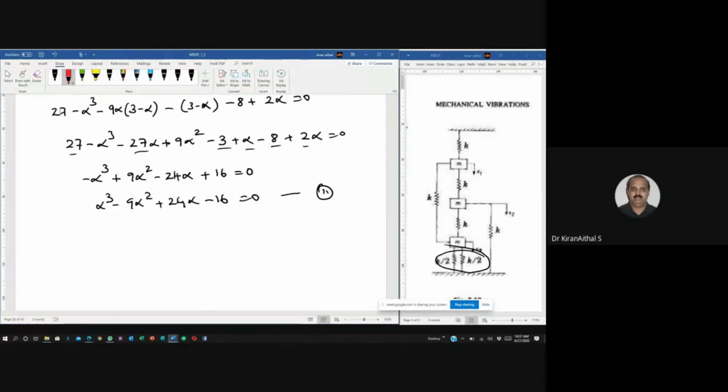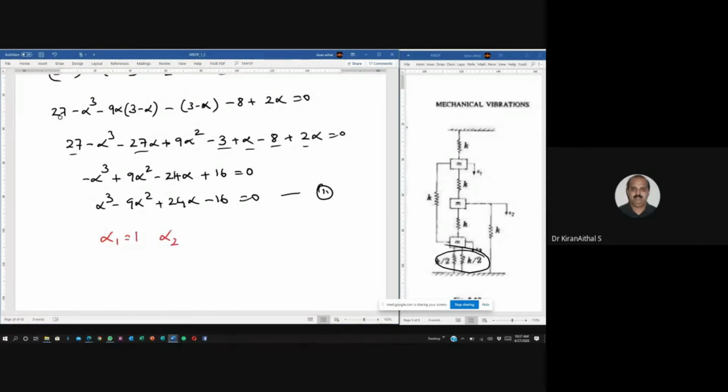Now if I take the root of this, alpha 1 is equal to 1, alpha 2 is equal to 4, and alpha 3 is equal to 4. This is the answer if I take the root out of this. Okay, so this is what I have got here. Now I will take this as my 12.